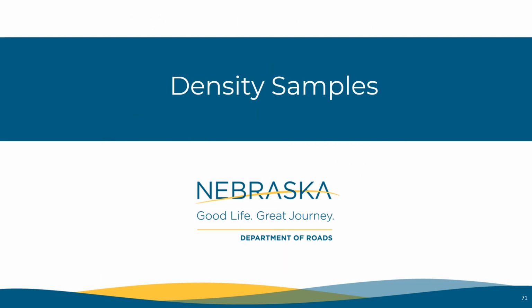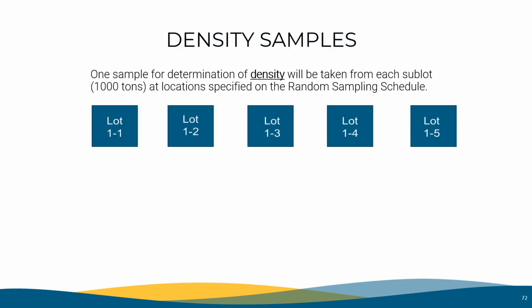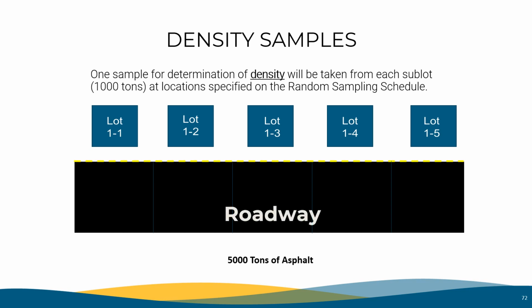Now let's take a look at roadway density samples. Density samples are taken for determining density for each 1,000-ton sublot, at locations specified on the random sampling schedule. For every 5,000 tons of asphalt, there will be 5 cores, 1 for each sublot. The average of these 5 density samples will determine the acceptance and pay factors for the lot.